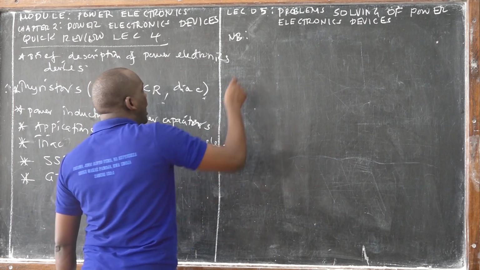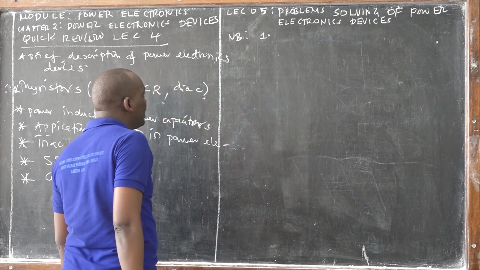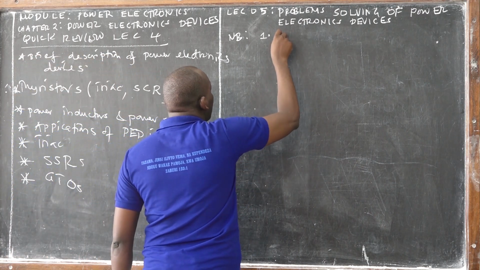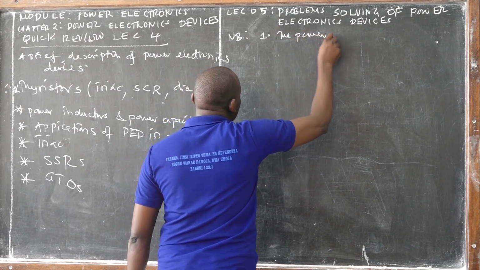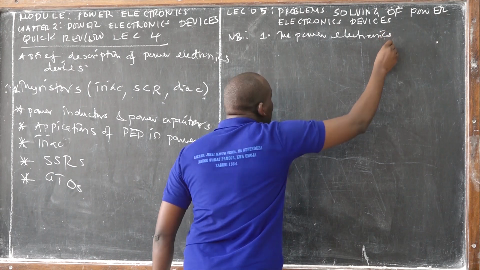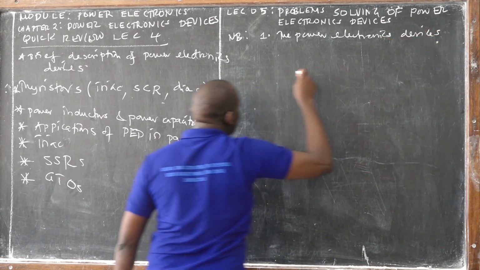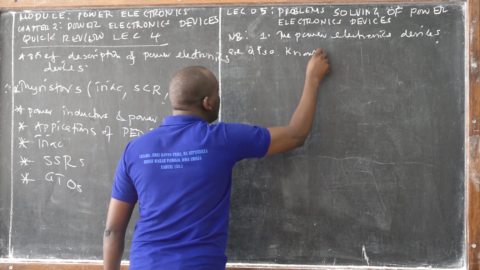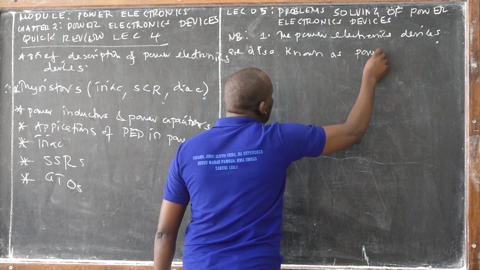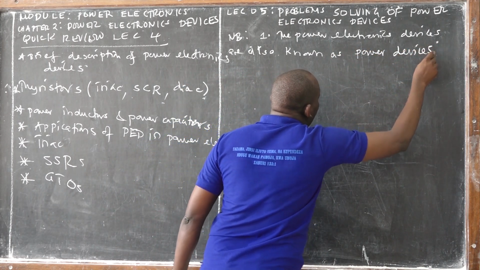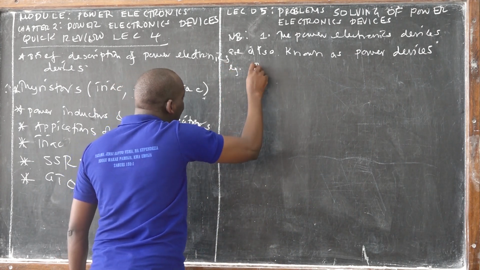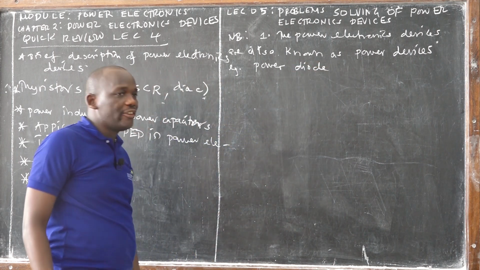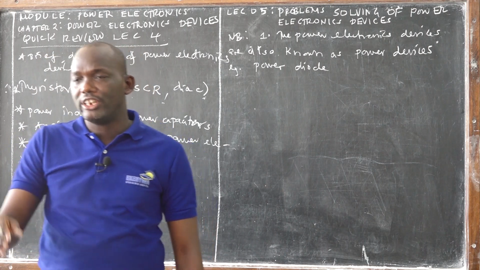And in this point we say that power electronics devices are also known as power devices. What does it mean? For example, we can have a power diode. A power diode means a diode that will be used in power electronics. We can call it a general purpose diode.